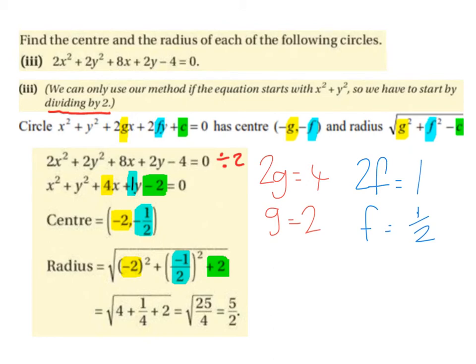Now to find the radius, we use our formula, the square root of g squared plus f squared minus c. So our c is going to be minus 2 in our equation, so minus c will be plus 2. So we end up with the square root of minus 2 squared plus minus a half squared plus 2. That gives us the square root of 4 plus a quarter plus 2, which is root 25 over 4, which is 5 over 2. So our radius is 5 over 2.